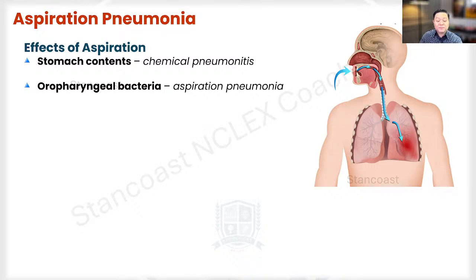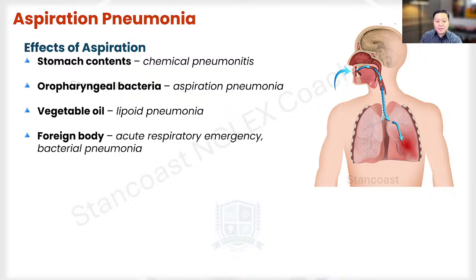And we also have probably some inhalation or aspiration of vegetable oil. This can lead into lipoid type of pneumonia, and could be inhalation or, let's say, aspiration of some foreign bodies, and this can also trigger the acute respiratory emergency and can also lead to a bacterial type of pneumonia.